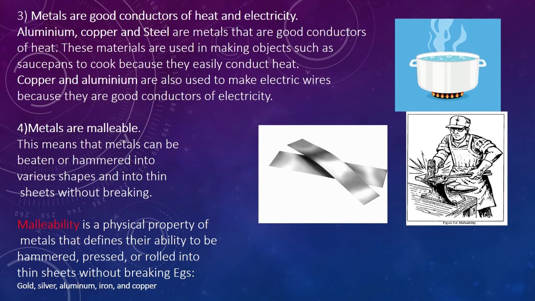The third point is metals are good conductors of heat and electricity. Aluminium, copper, and steel are metals that are good conductors of heat. These materials are used in making objects such as saucepans to cook because they easily conduct heat. Copper and aluminium are also used to make electric wires because they are good conductors of electricity.